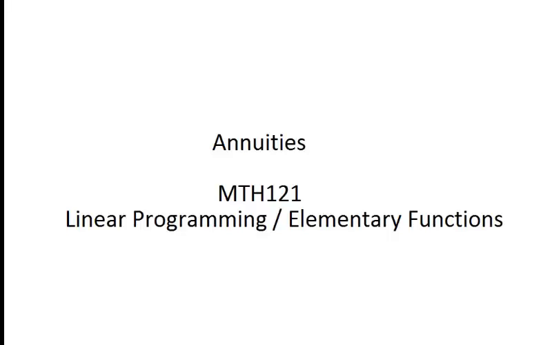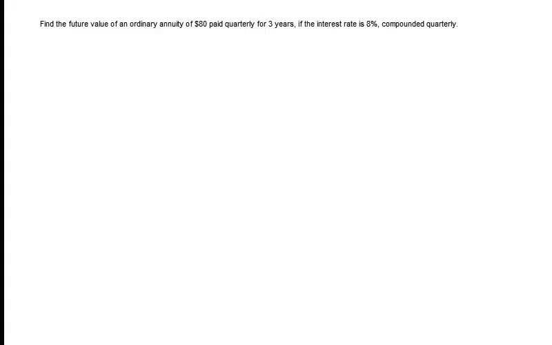In this video, we're going to take a look at annuities. In this first example, we have: find the future value of an ordinary annuity of $80 paid quarterly for 3 years if the interest rate is 8% compounded quarterly.